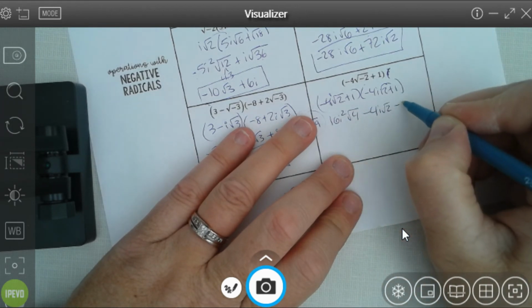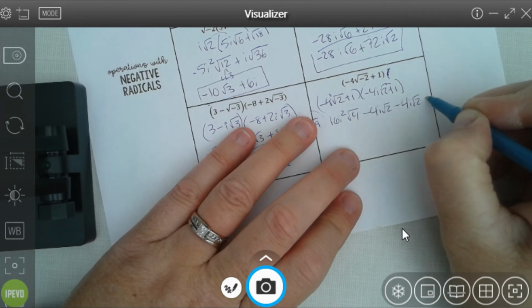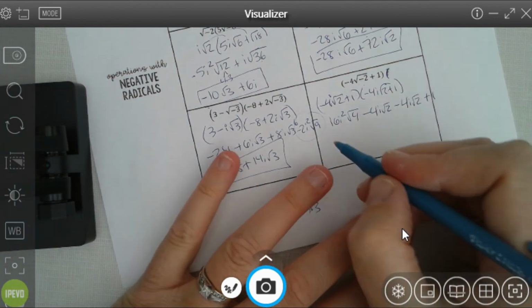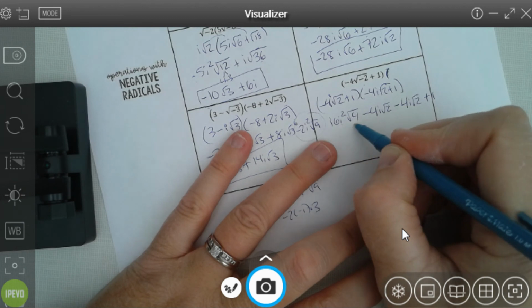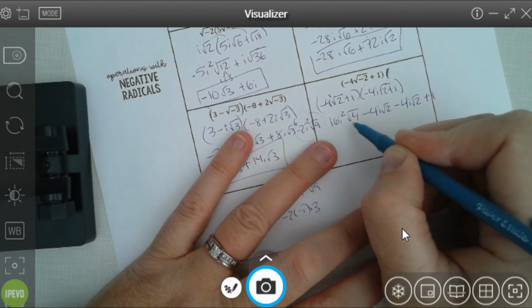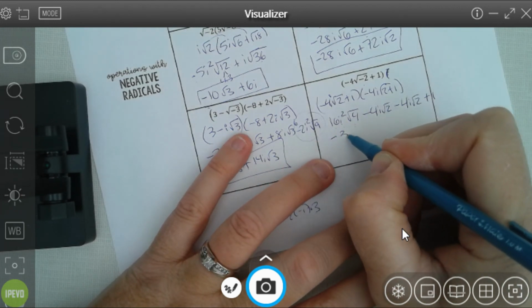Multiply it by 1. Multiply it by 1 again. And then multiply the ones together. This right here is negative 1, and that's 2. So I have 16 times negative 1 times 2. That gives me negative 32.